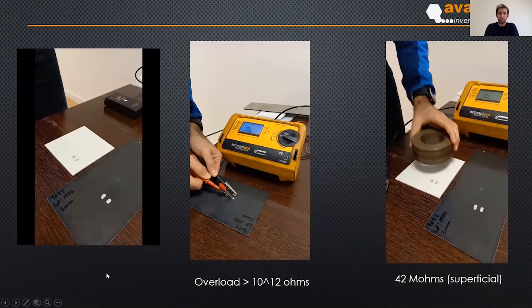It means that in this case, this sample, a black one, has a superficial resistivity higher than 10 to 12 ohms per square. Okay.